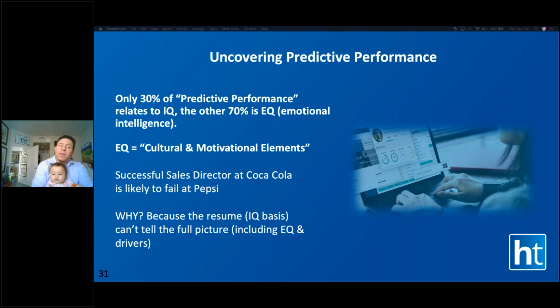Psychometric tools are going to be able to give you insights into that EQ, the cultural and motivational elements of your individual employees, two people working together, teams, leaders, all the way up to the company. So a successful sales director at Coca-Cola might fail at Pepsi, and now you can filter that out before you hire them and save a lot of turnover costs and pain.